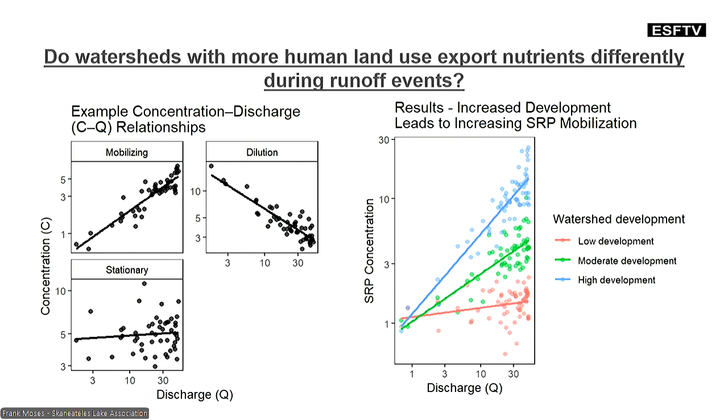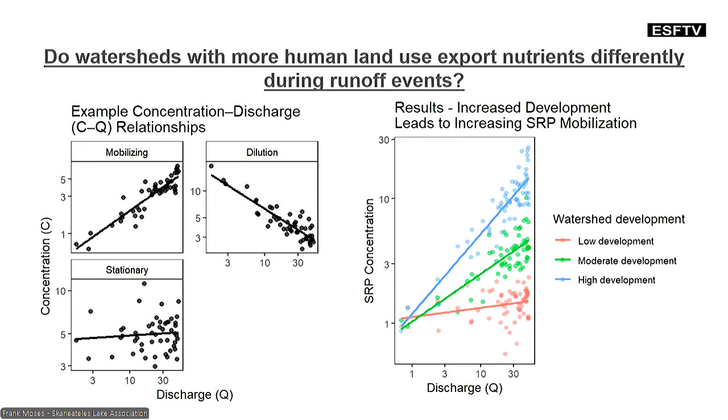On the right pane is a negative slope, and that indicates that nutrients come from a finite source, and thus they dilute as flow increases. And then the bottom pane is slopes that are not significantly different from zero, and this indicates that nutrients release at similar rates across the range of flows, which we call stationary.